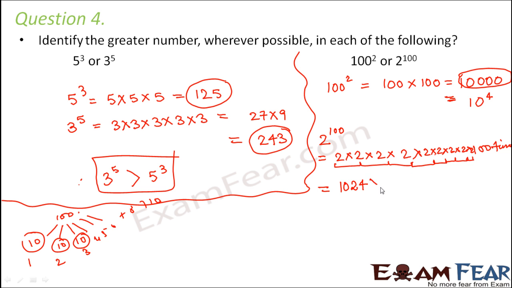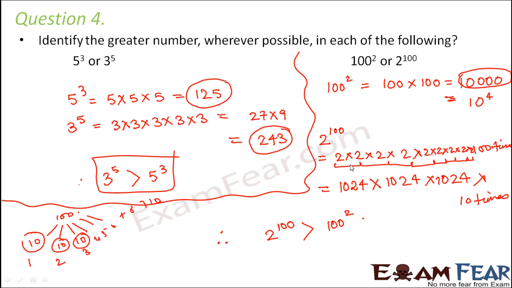So that means this 1024 will basically get multiplied 10 times. Now tell me, do you think that such a big number, a 4-digit number, getting multiplied 10 times, the result that you will get is going to be a huge number, which will definitely be a lot greater than 10,000. So therefore we can say that 2 to the power 100 will be greater than 100 to the power 2. So I hope you understood this logic, right?